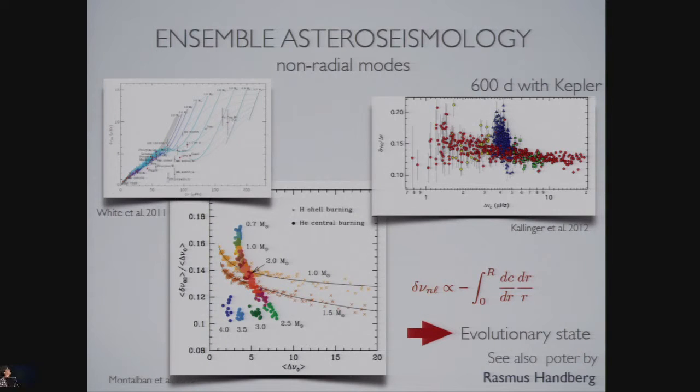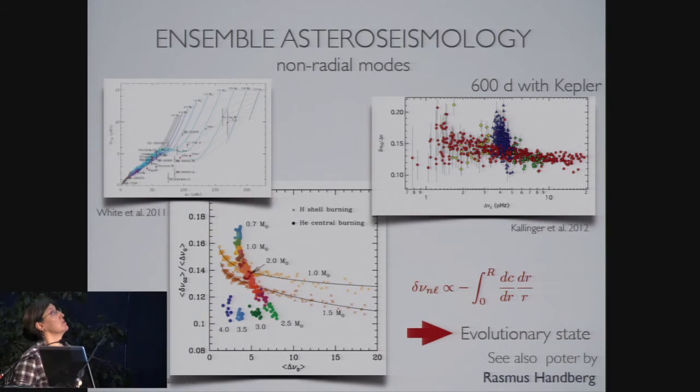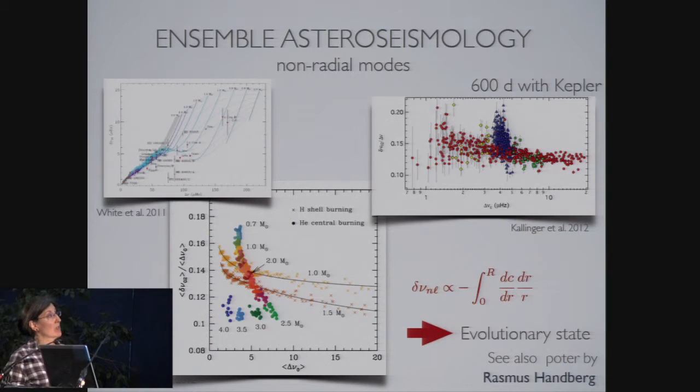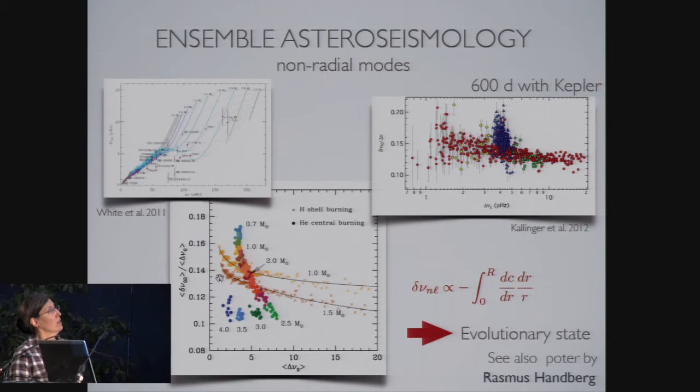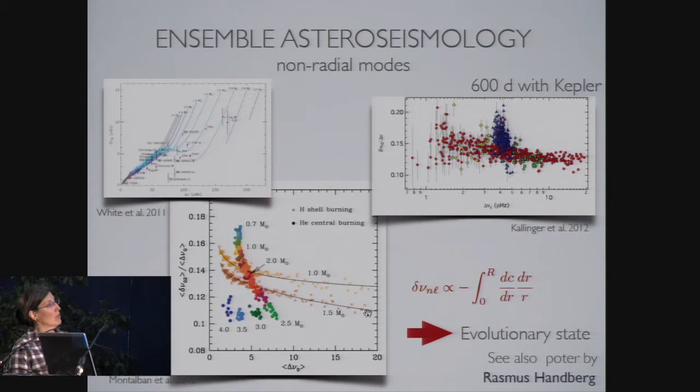And what I show you here is that from non-radial modes, so from the small separation that I showed you before, that behaves differently in the RGB, like here for 1 solar mass, and here for 1.5. In the helium burning phase, you have here the behavior, and you see, for example, for 1 solar mass, there is one difference between this position and this one, at the same separation, concerning the value of the small separation of 0.1.